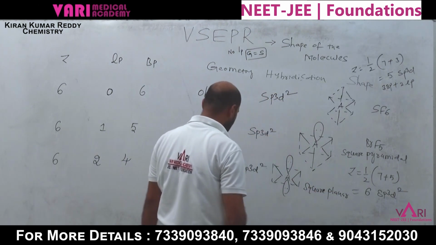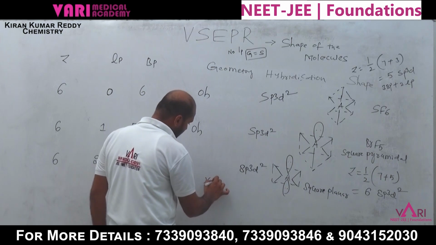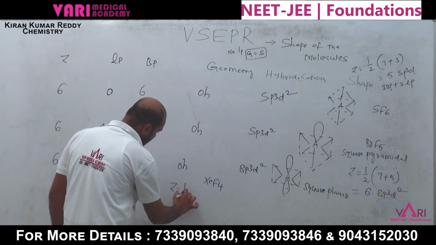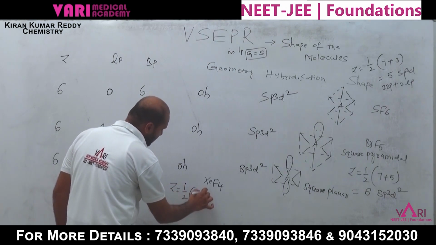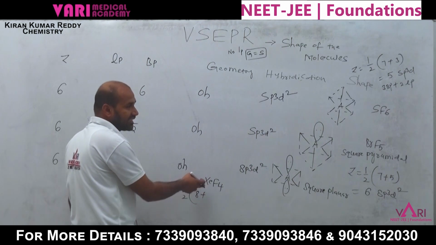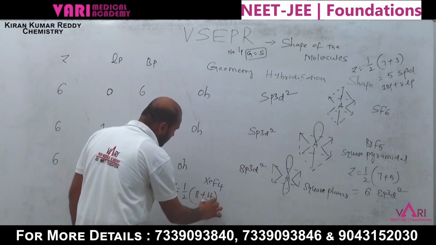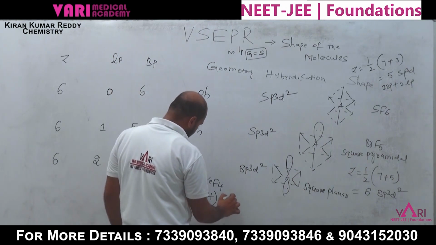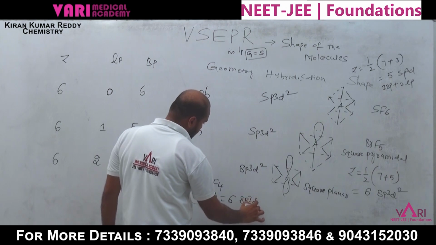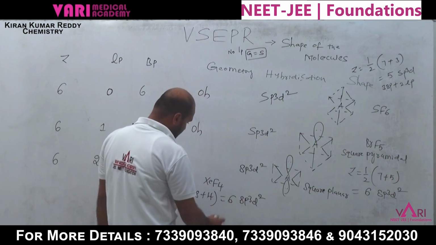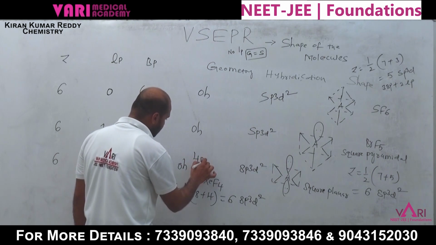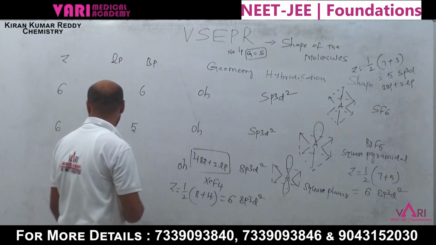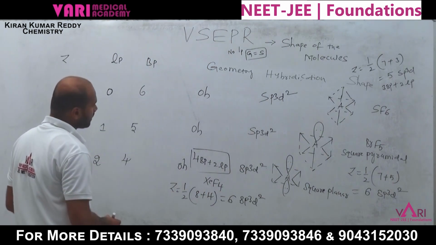What is an example of square planar? XeF4. For XeF4 we can take Z is equal to half. Xenon is an inert gas, so 8 electrons are present. Fluorine is 4, 8 plus 4 is 12, 12 by 2 is 6, sp3d2 hybridization. If 6, then 4 bond pairs are present and 2 lone pairs are present. Yes, 4 bond pairs, 2 lone pairs.